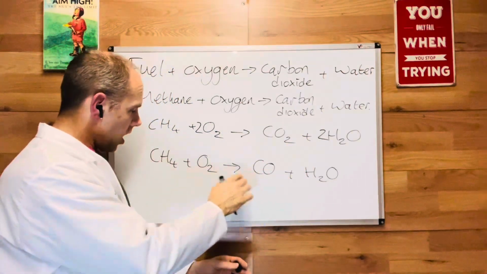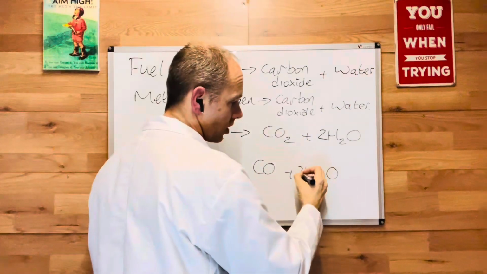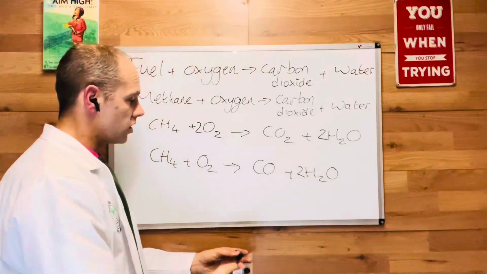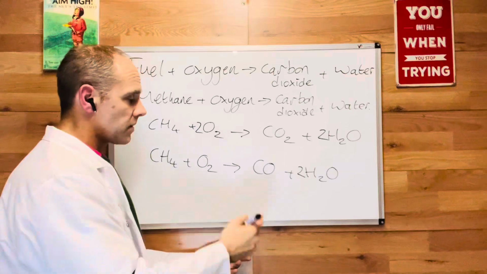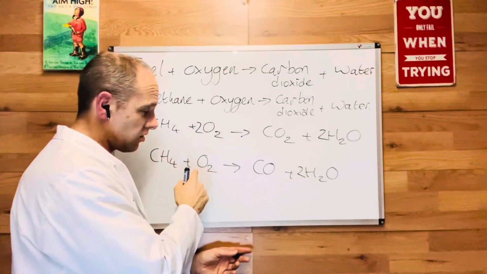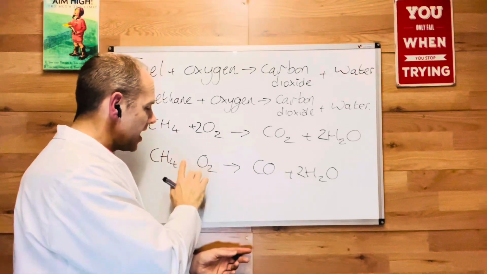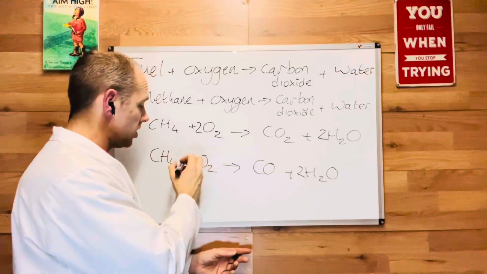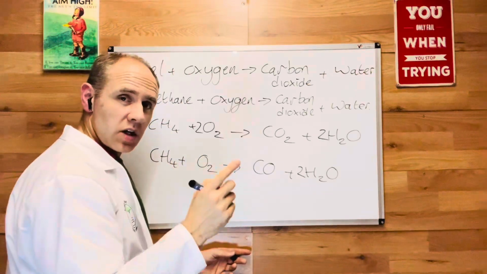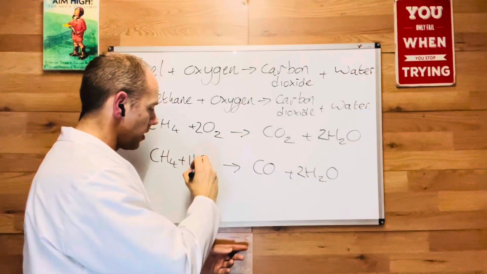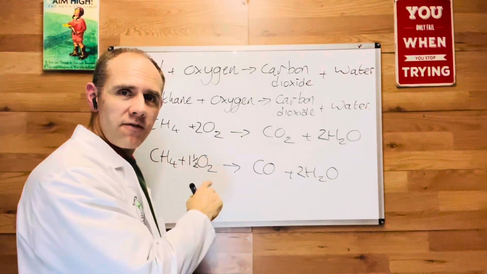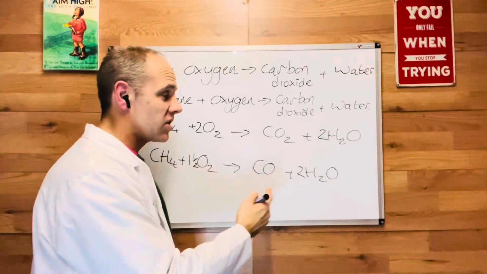1 carbon, 4 hydrogens, 4 hydrogens. 2 oxygens, 1, 2, 3 oxygens. If I put a 3 there, it's 3 times 2 is 6. If I put a 1 there, it becomes 1 times 2, which is still 2. What I can do is I can put a 0.5 or a 1.5. That simply means there's 1.5 times 2, which makes 3.